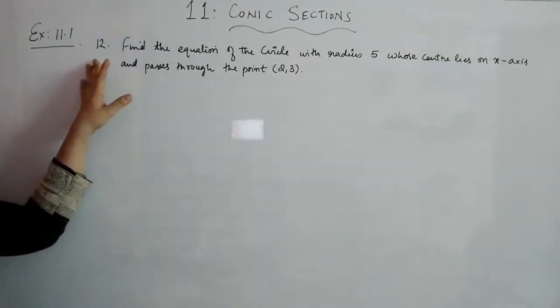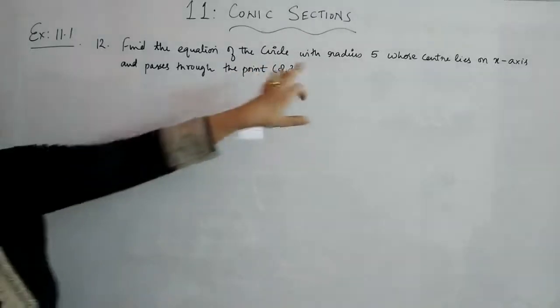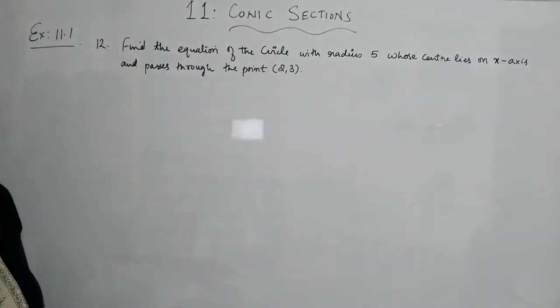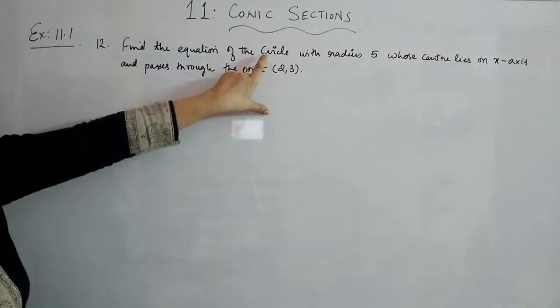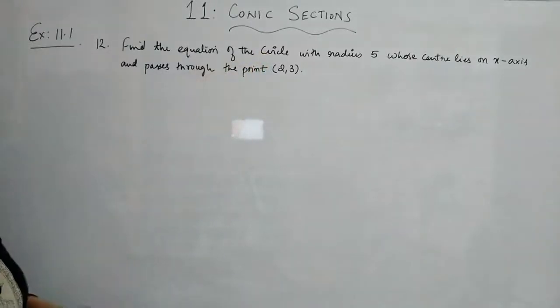Next is question number 12, which is find the equation of the circle with radius 5 whose center lies on x-axis and passes through the point 2, 3. Radius is given, and what is the quality of center given as? It is lying on the x-axis. Now we know that any point on the x-axis will have its second coordinate, that is y coordinate, to be 0. So you can choose the center of the equation of the circle as, normally it is h comma k, here we will choose h comma 0.